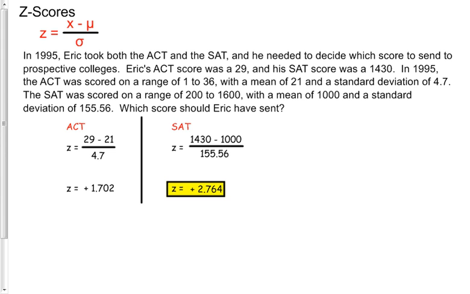So when we compare those two, we see that the SAT score of 1430 is quite a bit better than an ACT score of 29. So when we're answering the question here of which score should be sent, the SAT score definitely was the higher score.